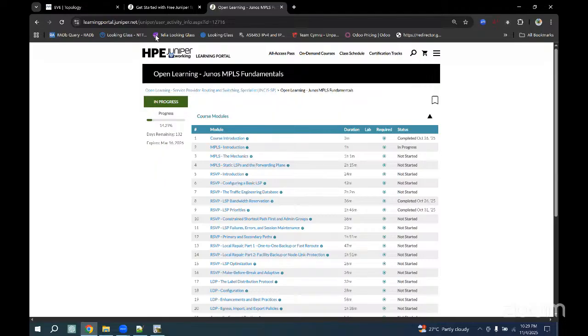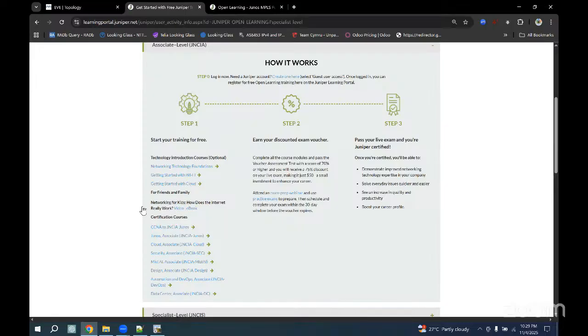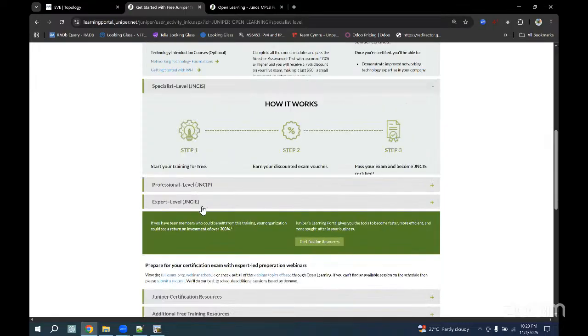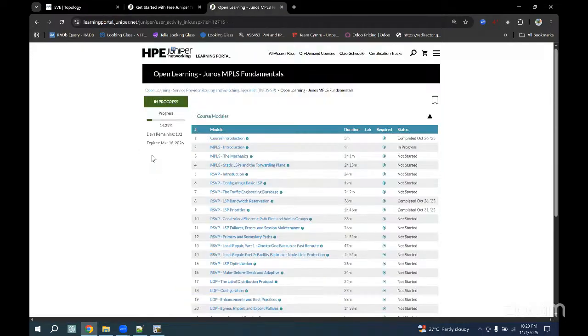We're doing Juniper certification, and that was specialist level JNCIS, and the category is service provider routing and switching specialist JNCIS-SP. Okay, we're discussing MPLS. Last day we discussed RSVP, the traffic engineering database.